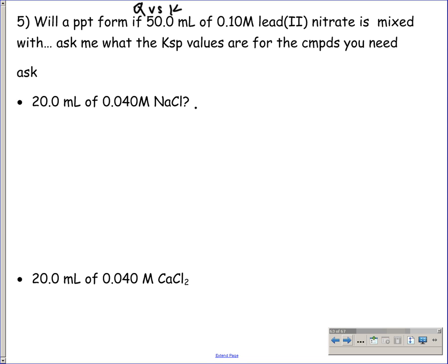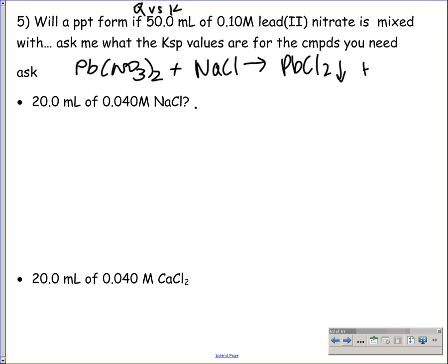You know that you have lead 2 nitrate, and then we have this right here of NaCl. First of all, we're writing out a double replacement reaction. So what's the double replacement? Lead 2 chloride precipitate and sodium nitrate. These should be like second nature to you. Doesn't really matter if it's balanced, because what am I getting ready to do? I'm concerned about only one thing here.